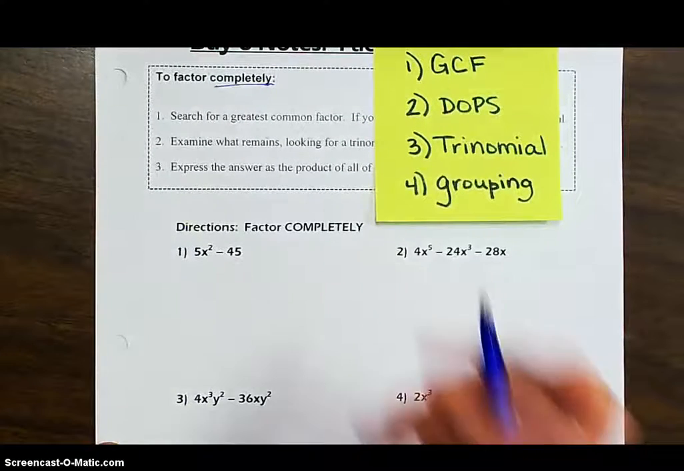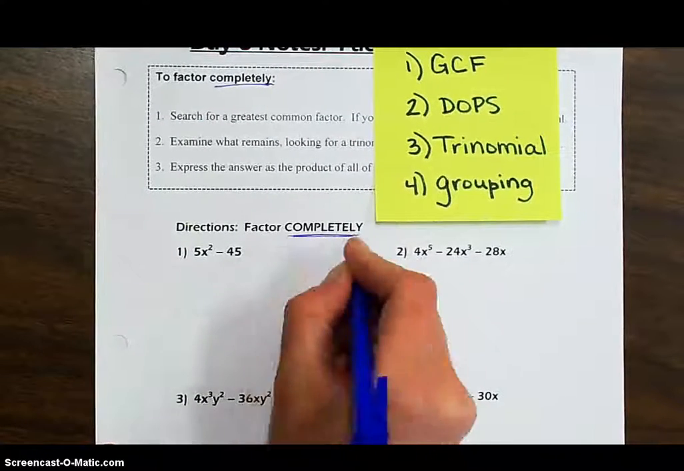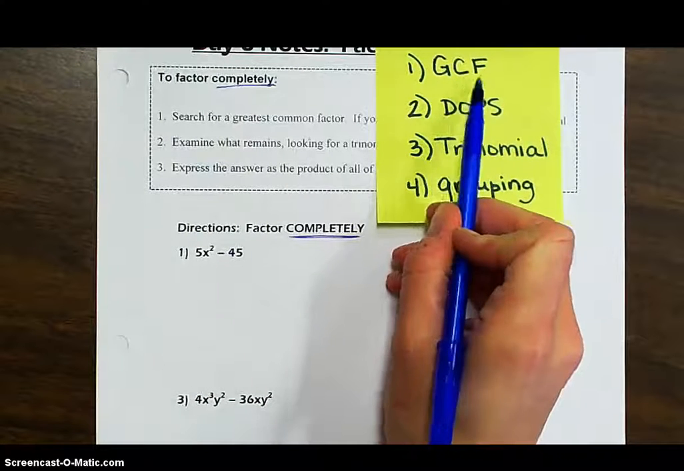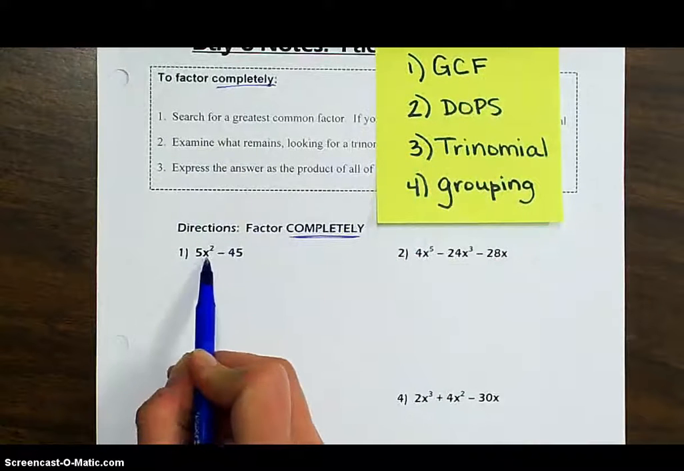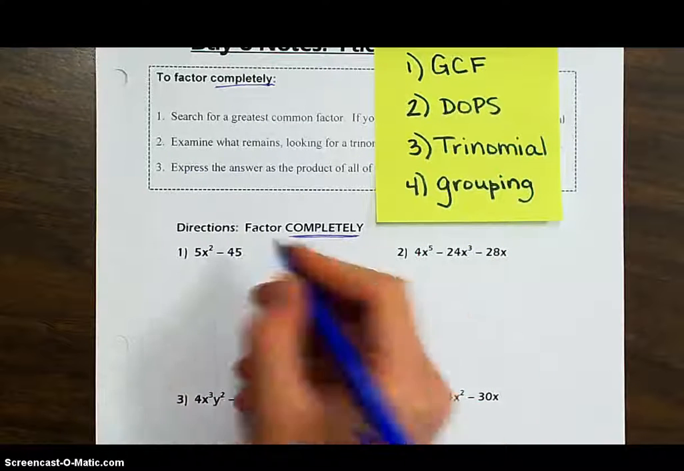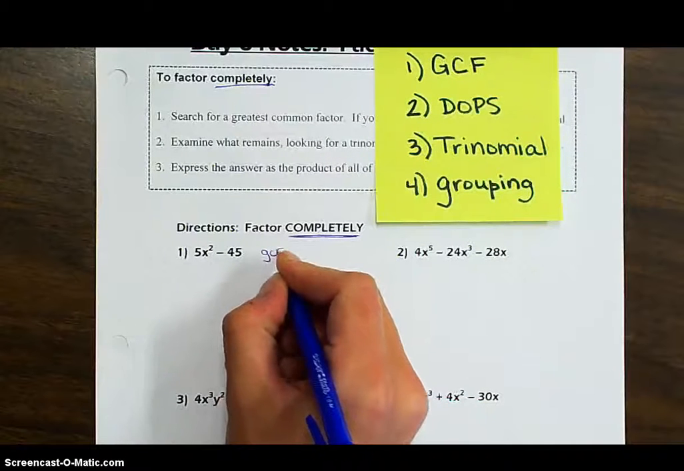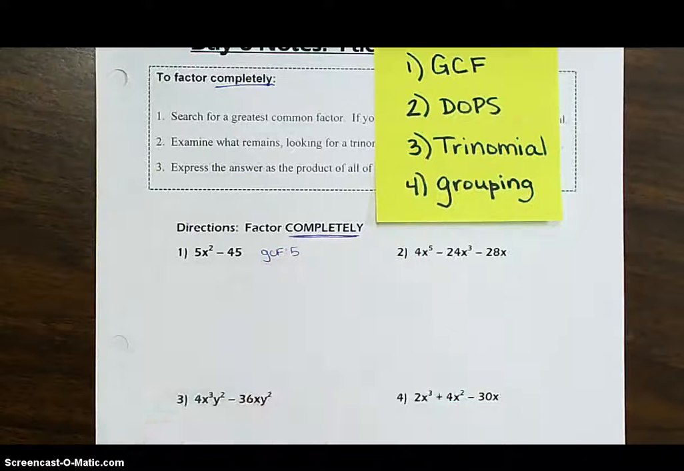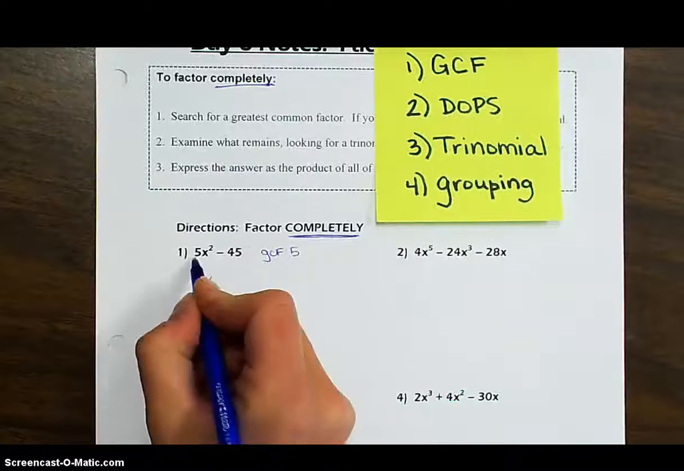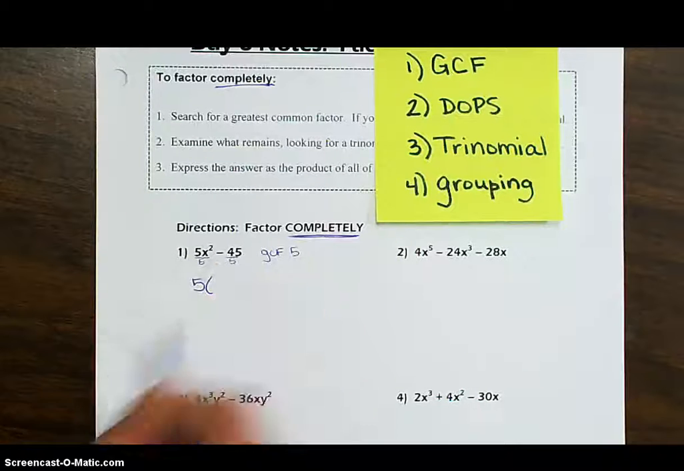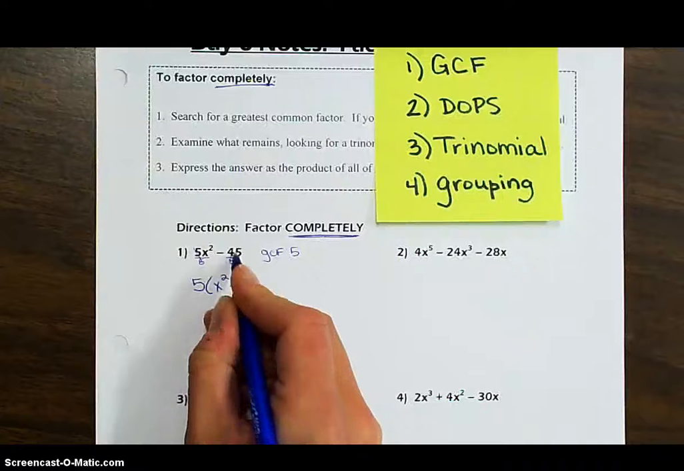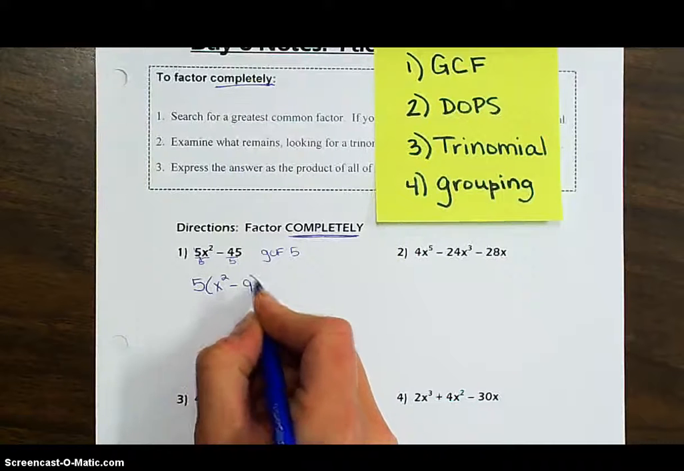Okay, so let's take a look now at our first example. Factor completely. So we're going to factor twice. The first type of factoring we always try is GCF. So let's take a look. 5x squared minus 45. Is there a GCF? Well, yes, there is. Your GCF, 5, is going to go into both of those. So I'm going to write 5 parentheses, and now I divide both of these by 5. The 5's cancel, and we get x squared minus 9.